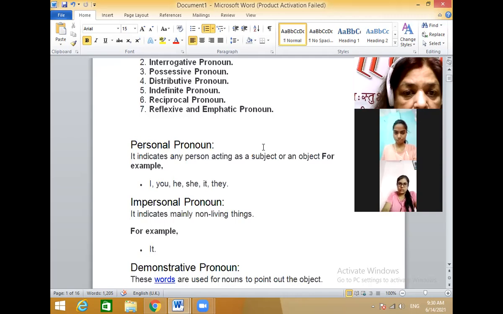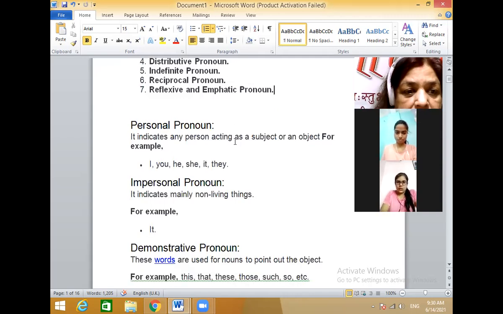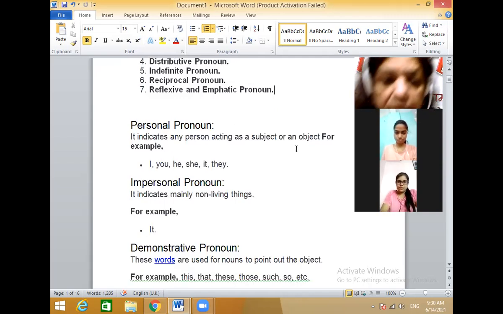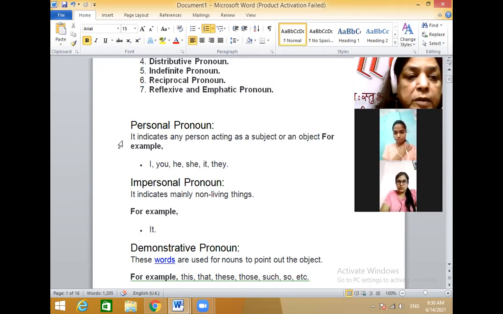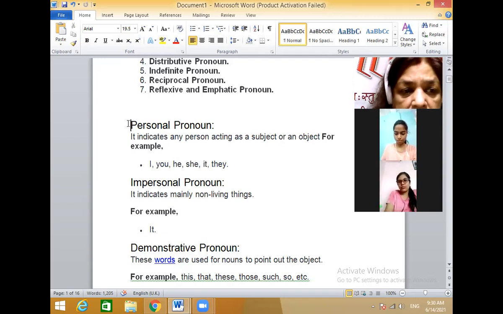Okay, maybe some words, some pronouns got deleted, but never mind. So let us discuss personal pronouns. Take it as number one, personal pronoun. It indicates any person acting as a subject or an object. For example, I, you, he, she, it, they. Personal pronouns.